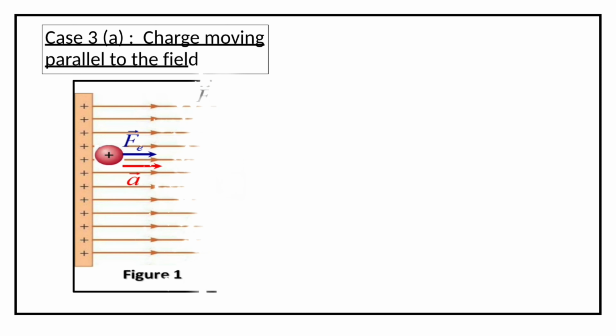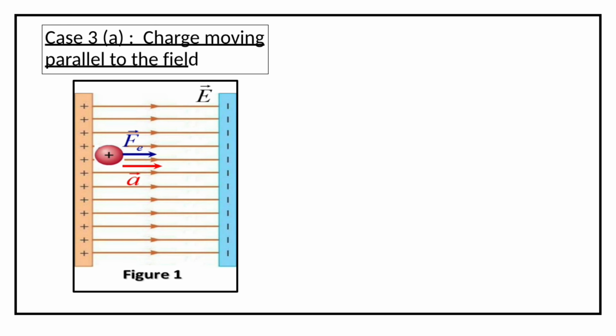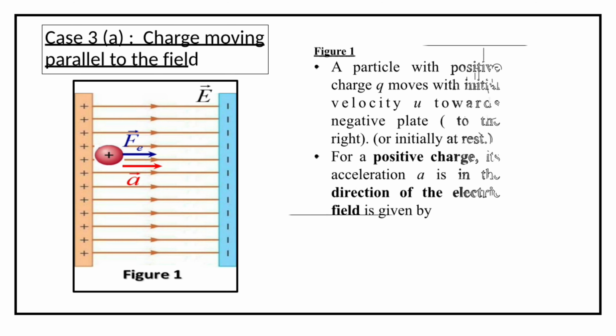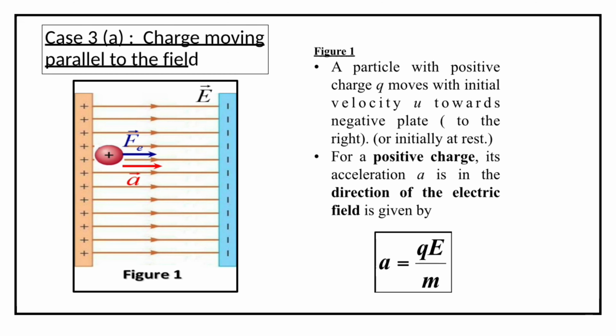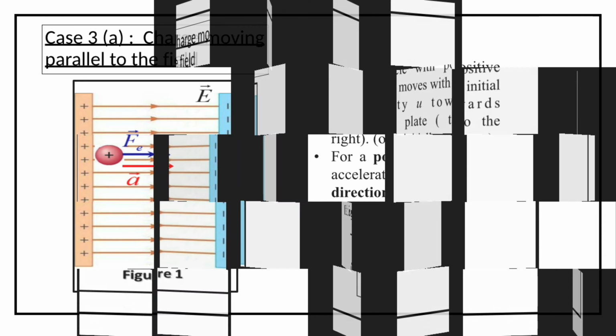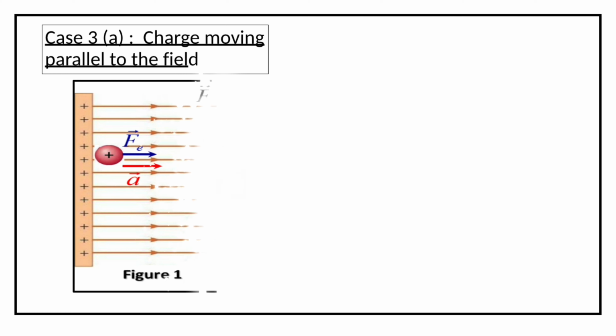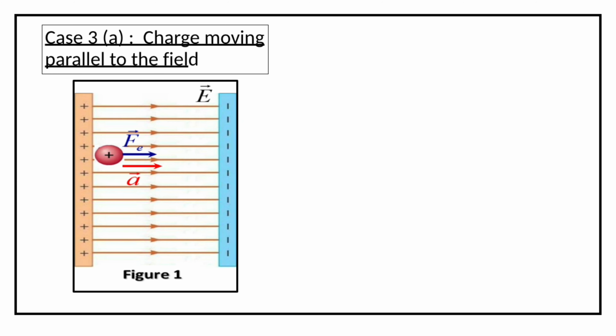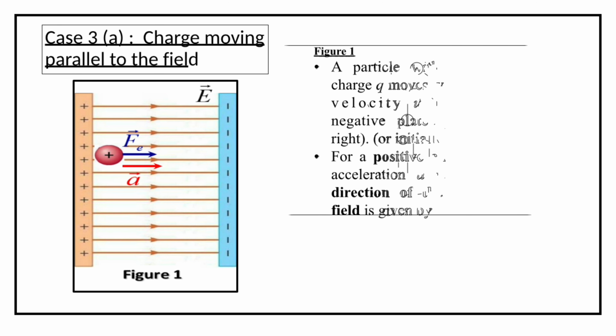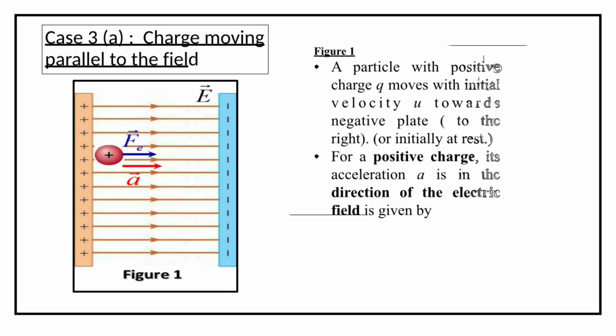Okay, let's move to the last case, case 3. We have a charge moving parallel to the field. The charge can be positive or negative. Oops, too fast. Okay, look back at the earlier slide. So, a positive charge will be attracted to the negative plate. So, a particle with positive charge moves with initial velocity U towards the negative plate. It can be with a velocity or initially at rest.